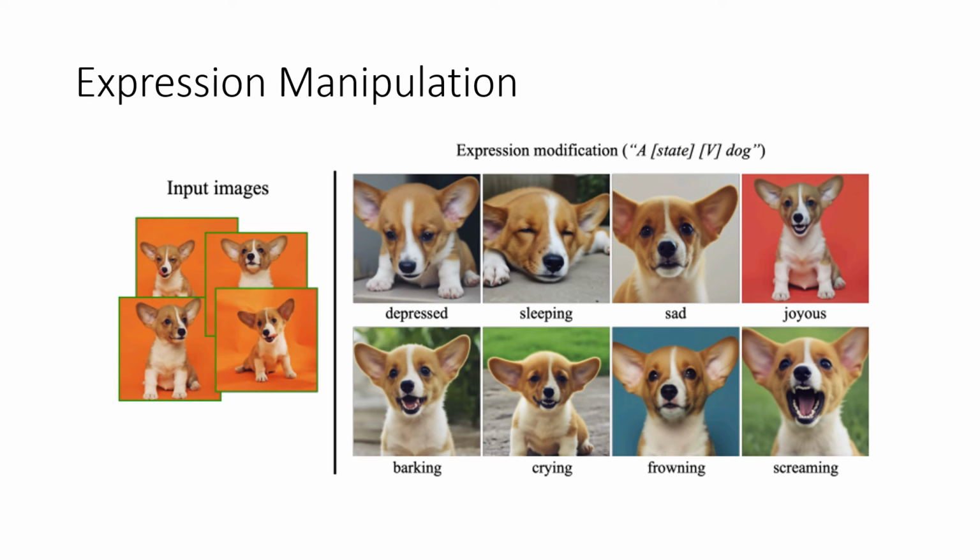Their method also allows for new image generation of the subject with modified expressions that are not seen in the original set of subject images. Like there is no sleeping in the input images, but they are able to do that, or like crying or barking.